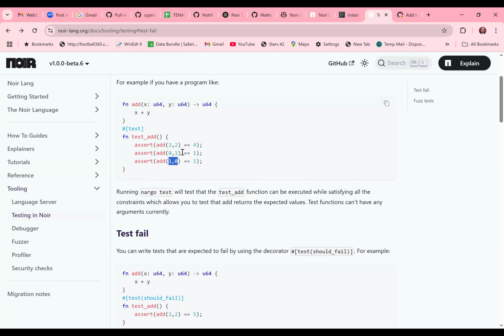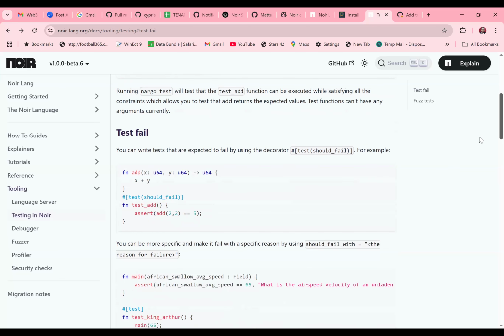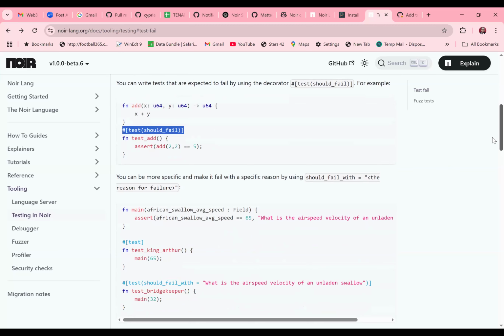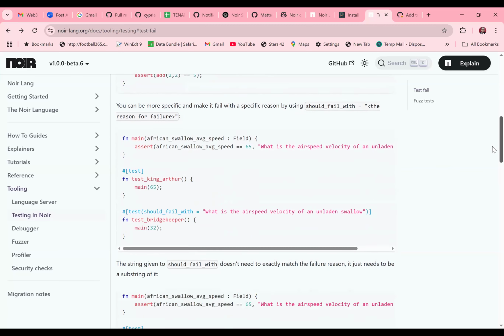Then 1 and 0, the right sum. So this test is supposed to pass. But test number 2 is supposed to fail. And a test that fails, this is how you write it at the top. That was just to emphasize so that you know how a test is supposed to be written.